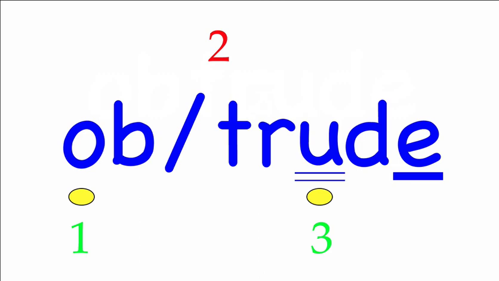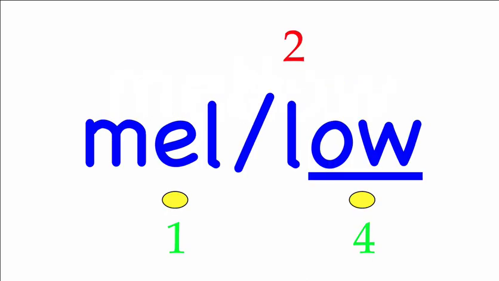Row 8, mellow. Let's all be mellow and have a good time. Mellow. First syllable, mel, 3 sounds: m, e, l. Low, 2 sounds: l, o. Mellow. Mark the word.